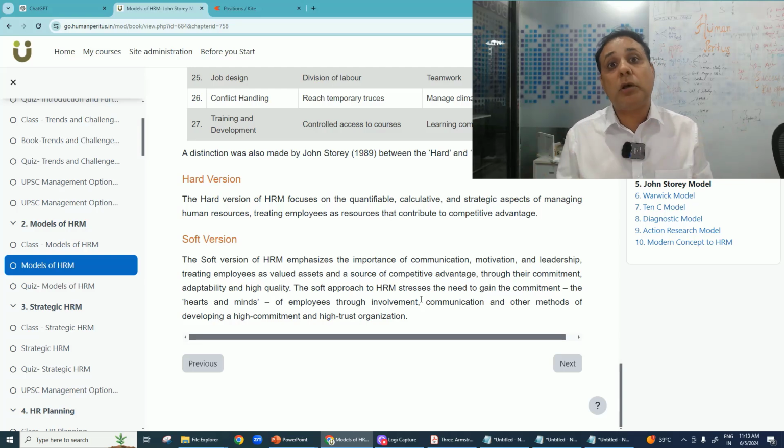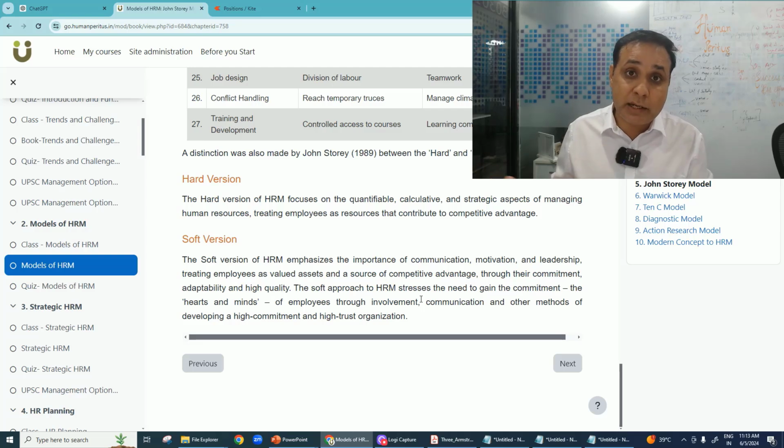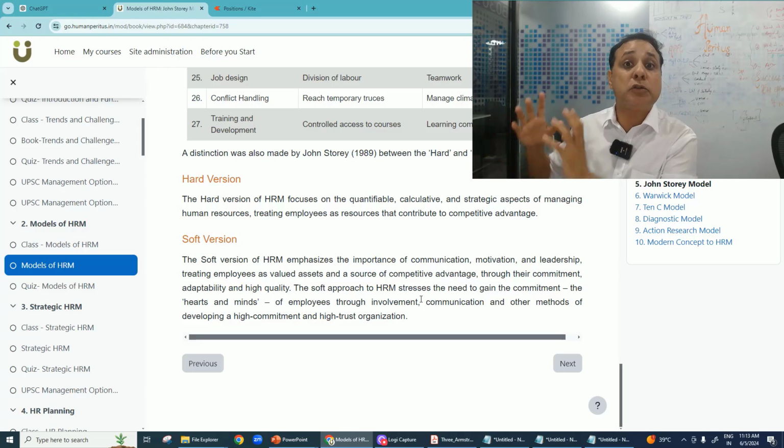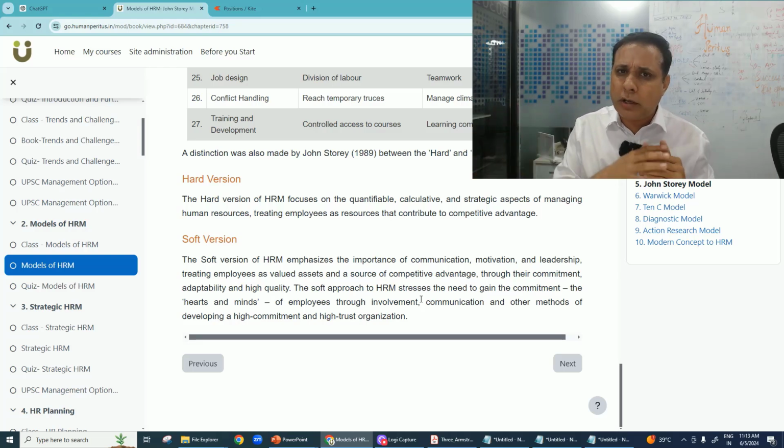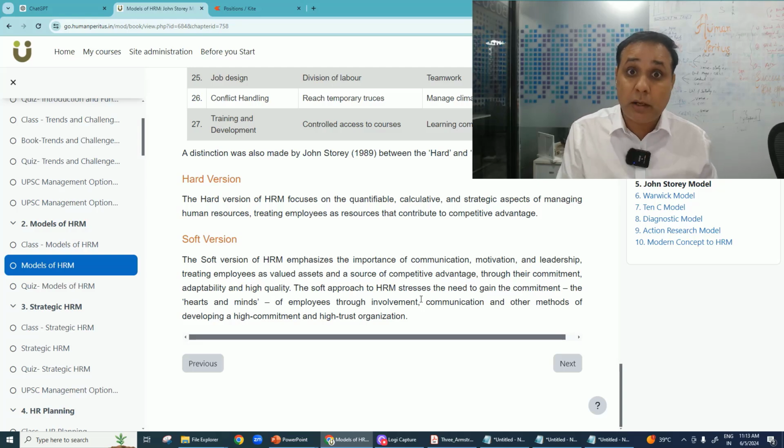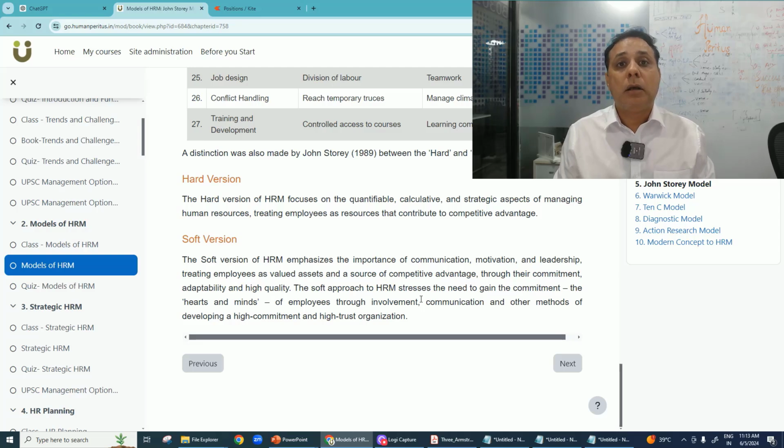For example, for any firm there are many resources like money, material, and so many things, right? Employees are also just like a resource only. So you don't care about their emotional well-being or their motivation or their training. We train them only as far as is required for the job, and we just focus on that. That is the prime objective of hard HRM.